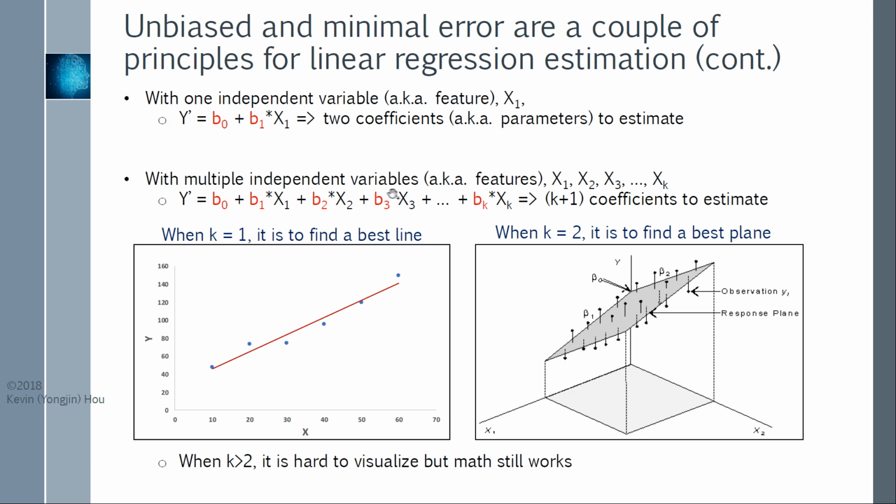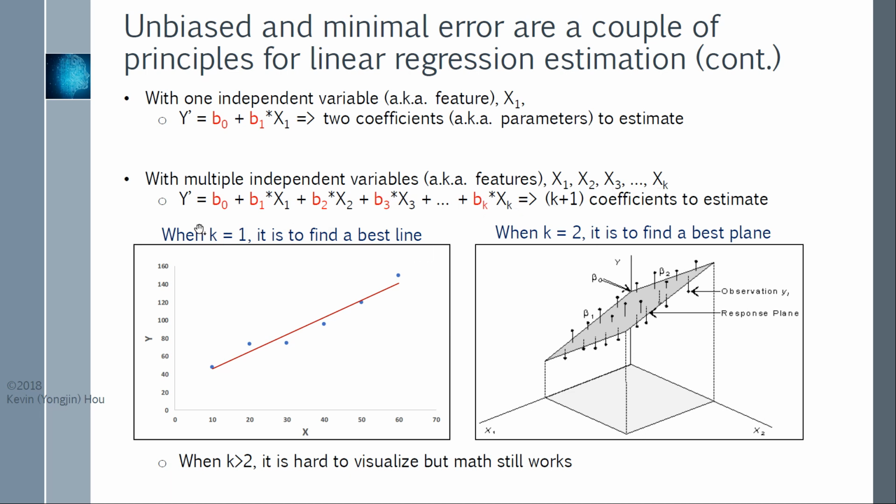If we have multiple independent variables, also known as features, x1, x2, x3, all the way to xk, basically we need b0 again, which is the intercept, b1 the slope for x1, b2 the slope for x2, b3 the slope for x3, then lastly bk the slope for xk. So now we have k plus 1 coefficients to estimate for this generalized multivariable linear regression.